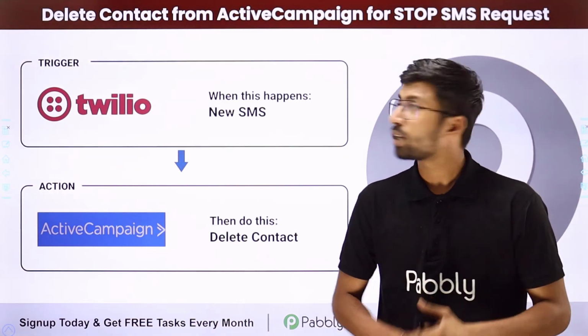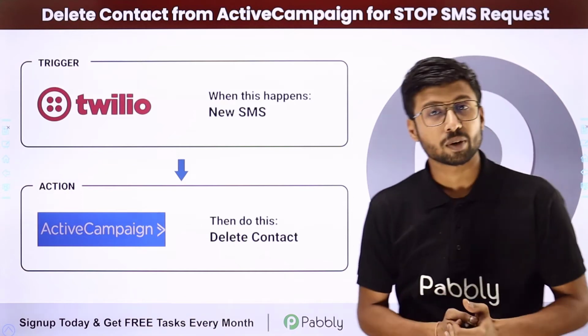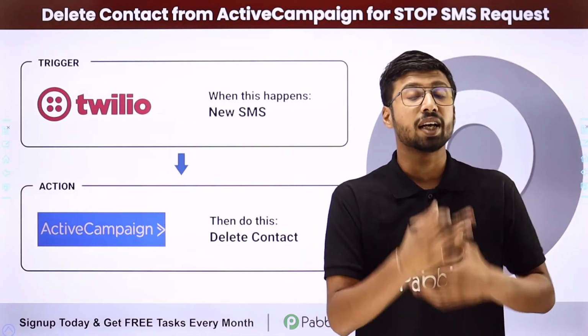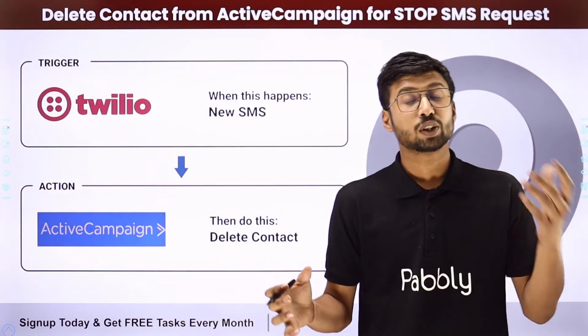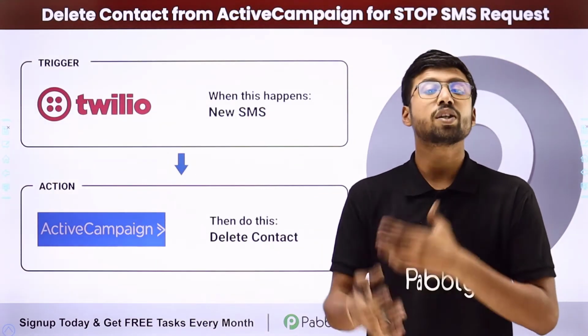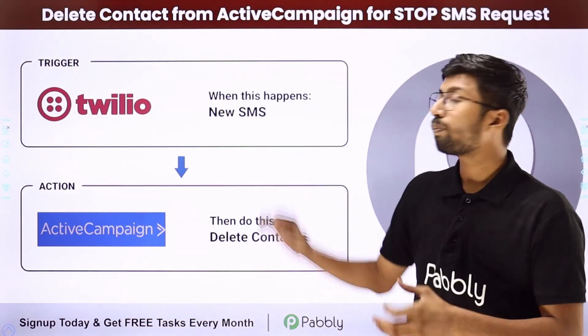So in this video, we are going to learn how to delete a contact from ActiveCampaign for a Stop SMS request. Now suppose, guys, you have a list of your contacts in ActiveCampaign, which is an email marketing platform, and you are sending some kind of SMS to those contacts using Twilio. Now the user to whom you are sending the SMS wants to stop getting those messages. So they send a stop message to you.